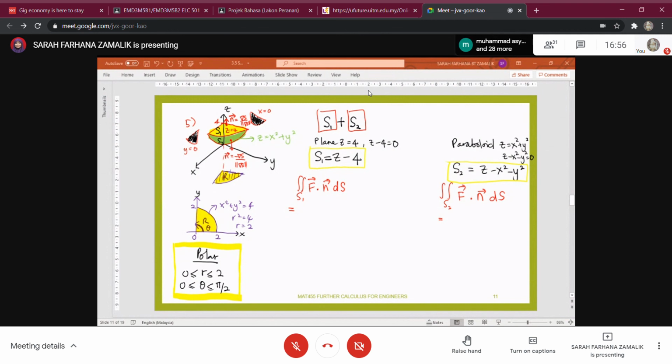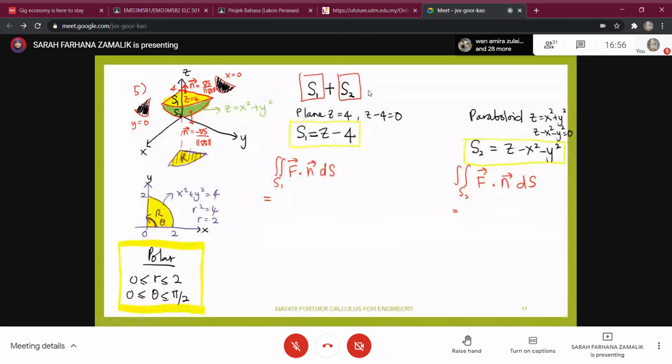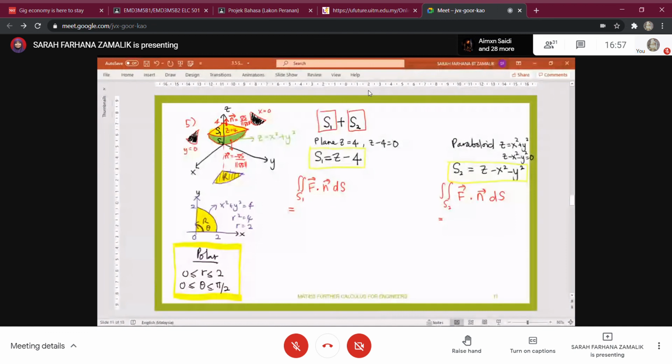Dah sampai mana dah? Untuk S2. S2, okay. Yes, S2 tu panjang sikit sebab unit normal dia ada komponen X Y tu. Okay, tak apa, take your time. Buat sampai habis, tengok nanti kita check jawapan awak.